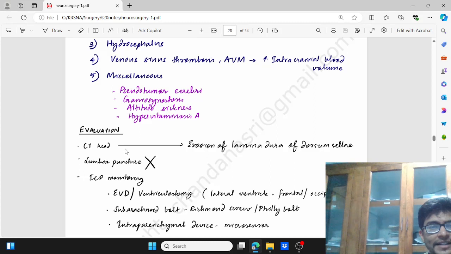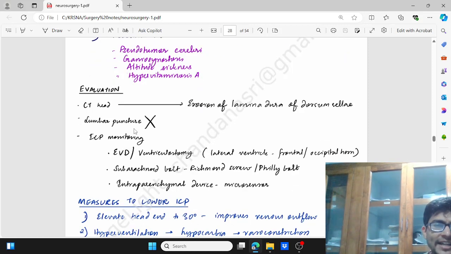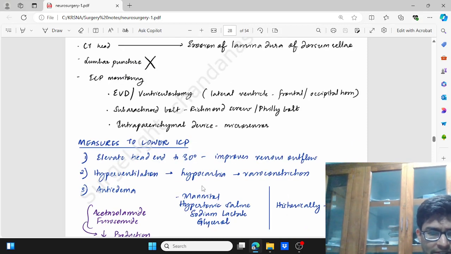How will we evaluate this? We'll go for CT, which will show us the erosion of the lamina dura of the dorsum sellae. Lumbar puncture is contraindicated because it may result in herniation. ICP monitoring is done through an external ventricular drain or ventriculostomy, where we cannulate the lateral ventricle at the frontal or the occipital horn. Subarachnoid bolt, which is the Richmond screw or the Philly bolt, or intraparenchymal devices, which are microsensors.